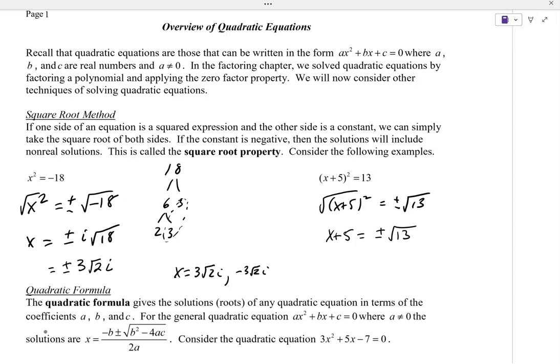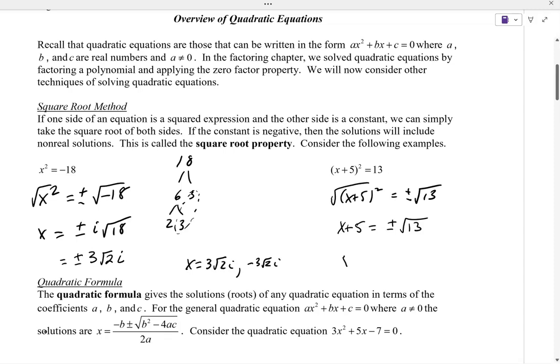To solve for x now, subtract your 5. Typically, we write the part without the root in it first and then the part with the root in it. So write it as negative 5 plus or minus square root of 13. And again, to emphasize, this means that there are two solutions. One with a plus sign in the middle and one with a minus sign in the middle. That okay?